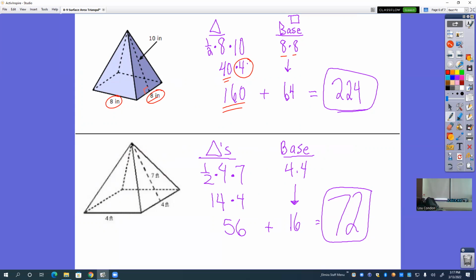Okay, next example. Area of the triangles, 1/2 times the base, which is 4, times the height, which is 7. So 1/2 times 4 times 7 is 14. And then again, there's 4 triangles for 4 sides, so we multiply 14 times 4 to get 56. And then we multiply the length times the width of the base. 4 times 4 is 16. We add 56 plus 16 to get a total surface area of the square base pyramid to be 72.